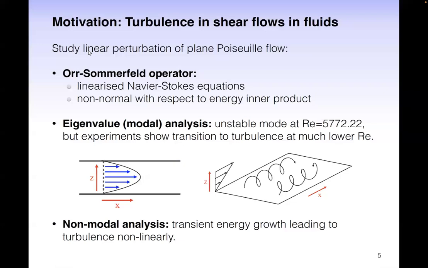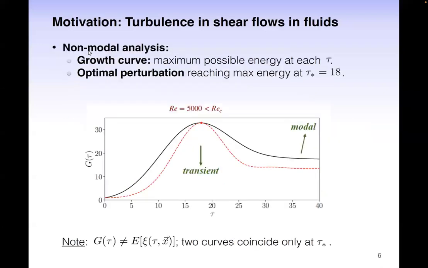Okay. But what do we mean when we say non-modal analysis? Essentially people mean these two quantities that you see here, the growth curve and the optimal perturbation. The growth curve is the maximum possible energy that we can store in the perturbation at any given time, tau. And the optimal perturbation, or optimal initial data, is the initial data that we should have for the perturbation in such a way as to give maximal energy amplification at the target time, tau star.